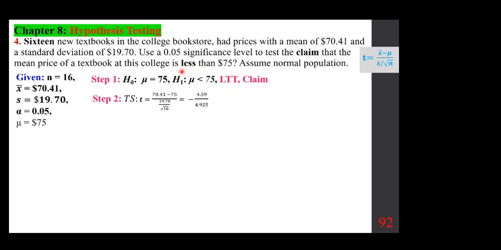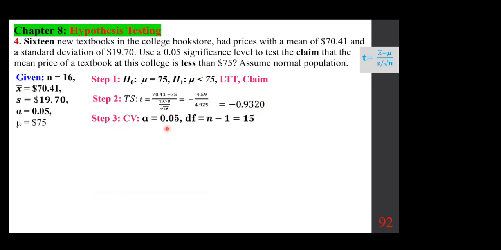The test statistic can be calculated using this formula. It's very similar to Z. This time it's divided by S over square root of n. You do the math and you end up with negative 0.9320.